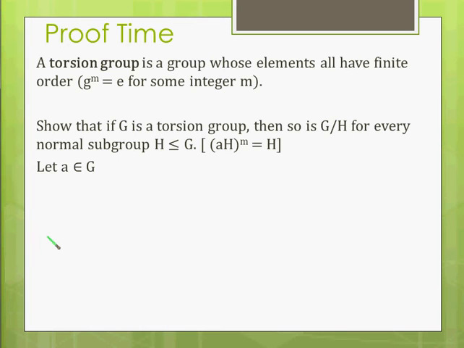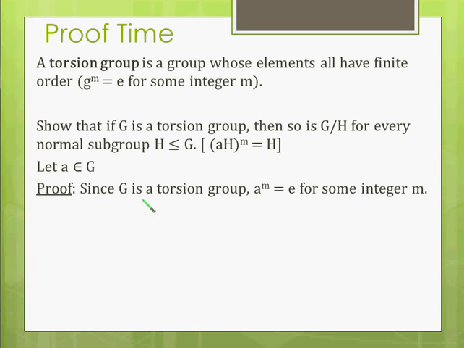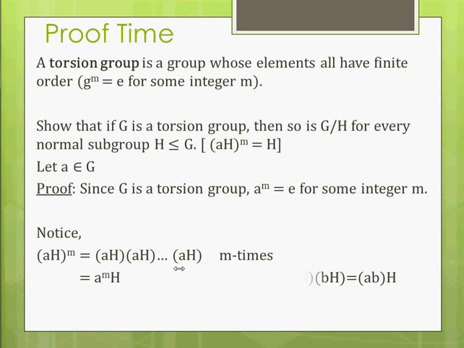Well, let a be in G. Since G is a torsion group, there's some m such that a to the m is e. And now we have aH to the m. That means aH times aH times aH, m times. And notice that reduces just to a to the m, H. For instance, if you multiply two of these together, it's just a squared H, and so forth.